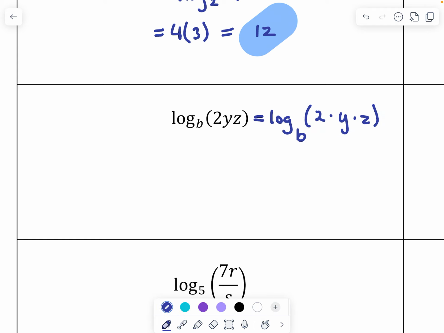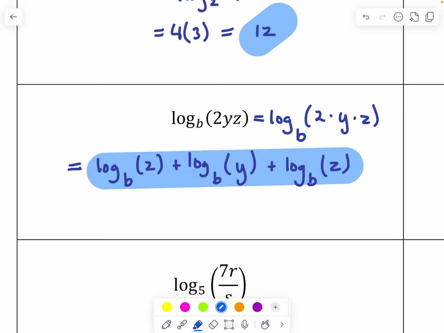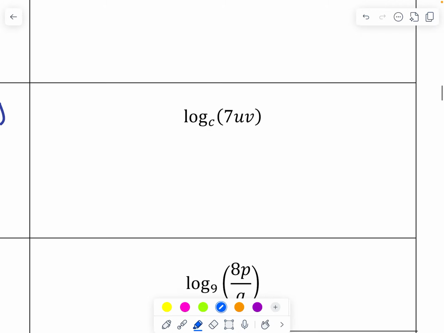So this could break into 3 logarithms. Log base b of 2 plus log base b of y plus log base b of z. And so you have expanded this single logarithm into 3 logarithms, all connected by addition. And that's it. That's really all there is to do there. That's the answer. Try this one.